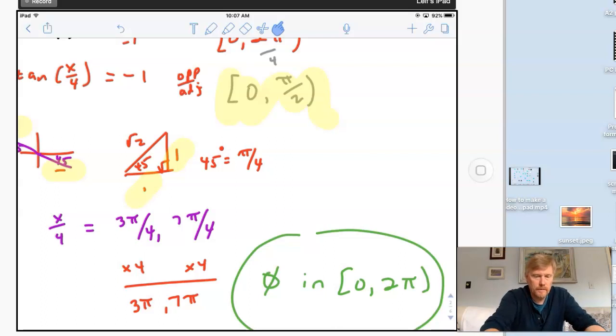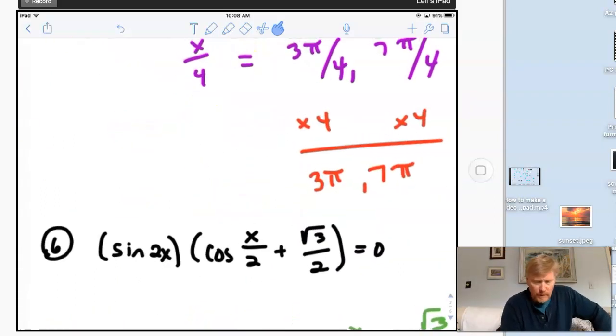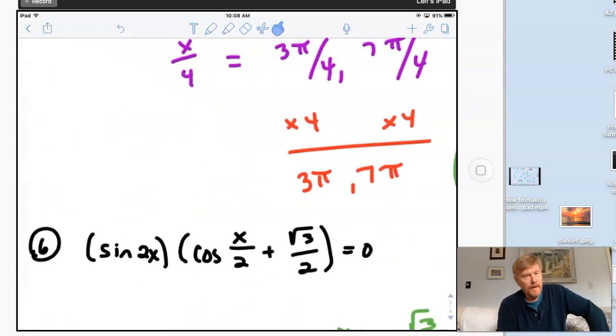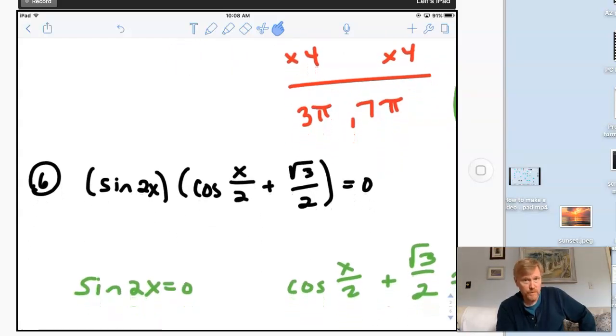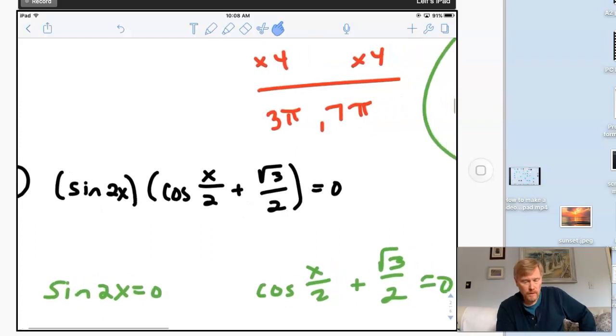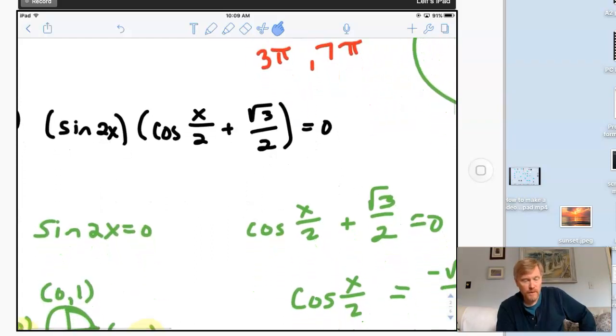All right, next problem. So this is the next one, a little different. I got two things that multiplied together equal 0, all right? So there's that wonderful thing, just like when you factored: take what's in the parentheses, set them equal to 0, and then solve. So I'm going to have two different sets of answers here, one for the sine of 2x equals 0, and the other one for the cosine of x over 2 plus square root of 3 over 2 equals 0, okay? So I set them both to 0, and then I solve them, all right?